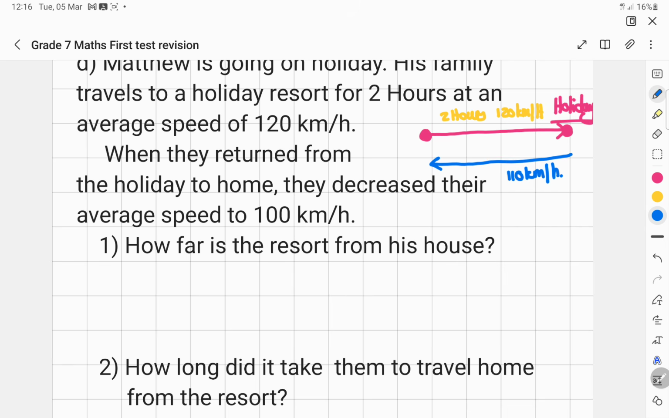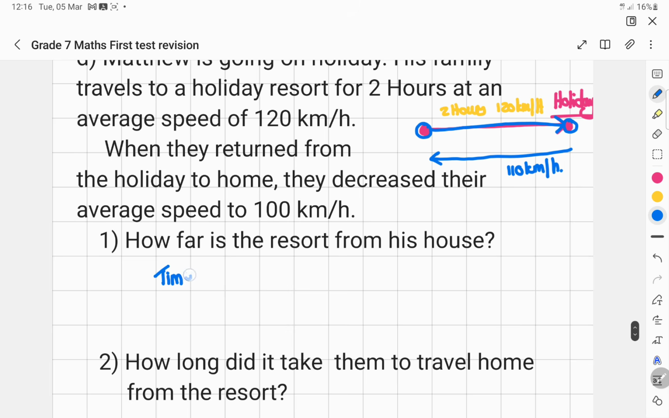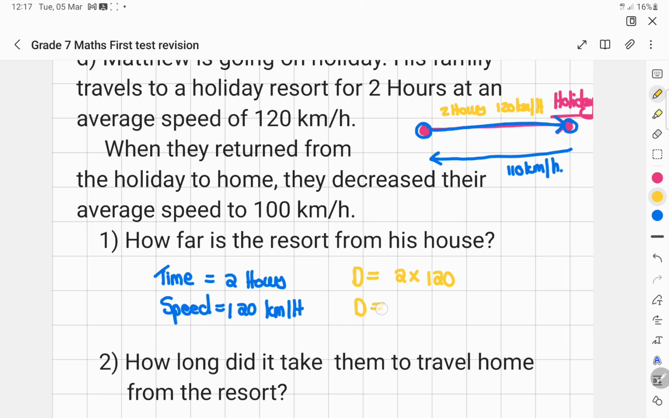Now they say to you, how far is the resort from their house, from his house? So now, can you see that this is their house, and this is the distance they traveled, and this is where their holiday was? So all we know is the time that it took them was 2 hours, and the speed that they traveled at was 120 kilometers per hour. So do you think we can work out the distance? Yes, we can. Distance is equal to speed times time. So it doesn't matter which way you write it. So the holiday resort is 240 kilometers away.